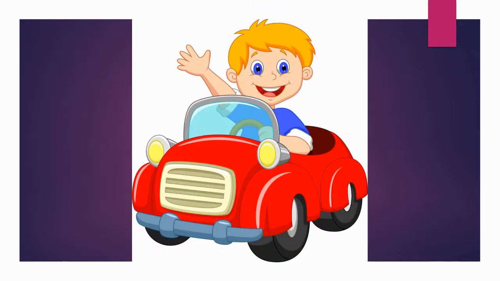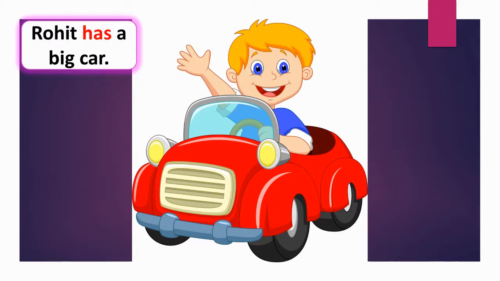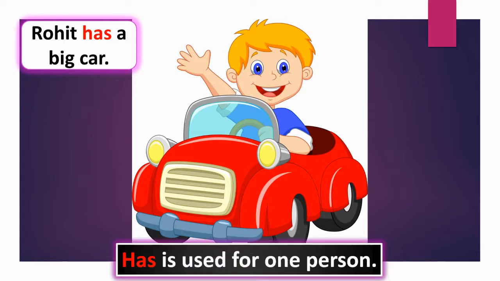Now let us see. What can you see in this picture? Yes, this is a picture of a boy who is sitting in his car. So, Rohit has a big car. Now here, Rohit is a name of a boy and he is only one. So that's why we have used has. Has is used for one person.